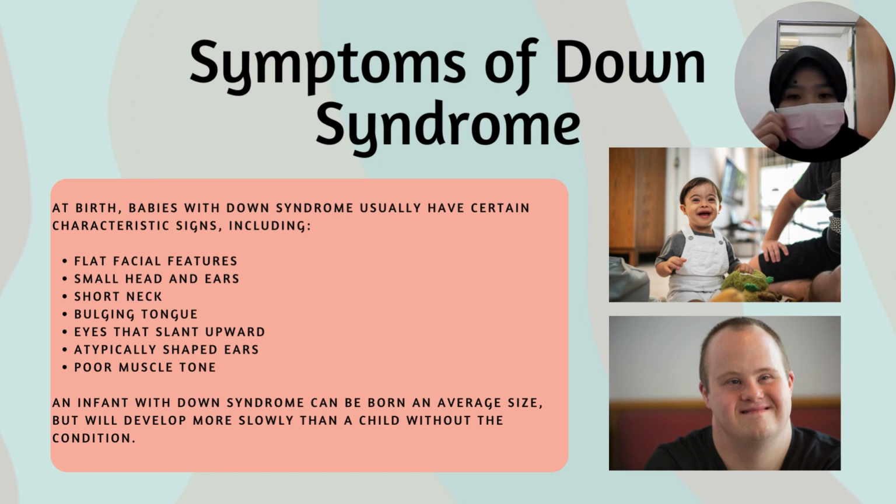An infant with Down syndrome can also be born an average size like normal babies, but usually they will develop more slowly compared to babies born without the condition.